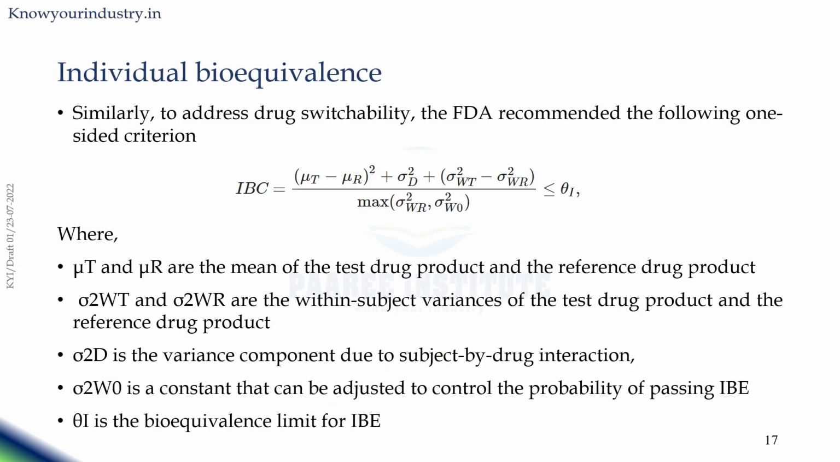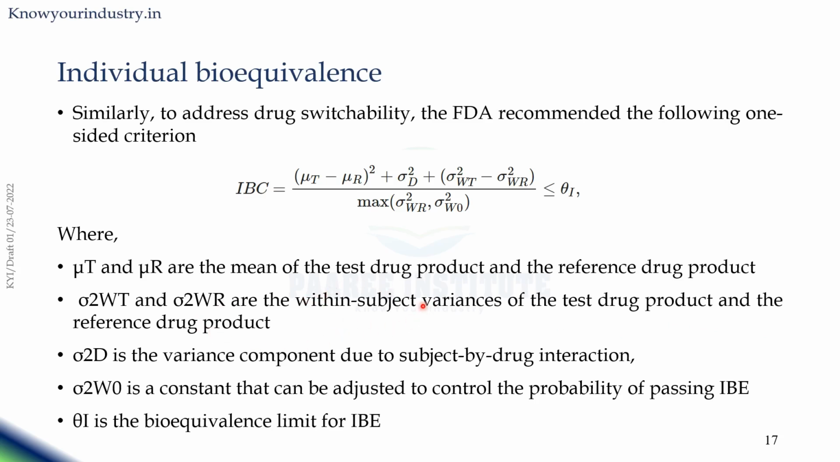This particular slide talks about the individual bioequivalence. So to address the drug switchability, the US FDA recommended the one-sided criterion for the individual bioequivalence. So the individual bioequivalence will be calculated by using this formula, where μT and μR are the means of the test drug product and the reference drug product. Sigma squared WT and sigma squared WR are the within-subject variances of the test drug product and the reference drug product.